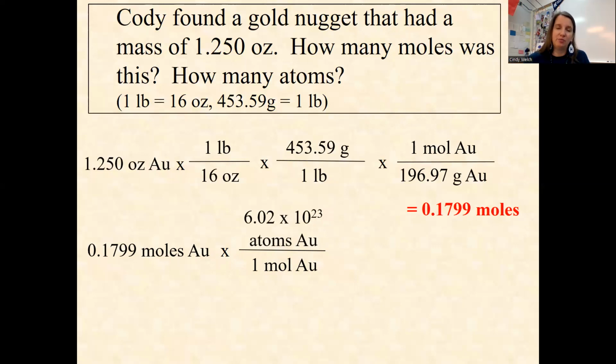Now, even though I've used my rounded answer at the beginning because I don't want to write all of those numbers down on my paper, I'm going to use my unrounded value in my calculator when I do this next step, okay? So I would round my answer again to 4 sig figs for the end, and my answer would be 1.083 times 10 to the 23 atoms of gold.